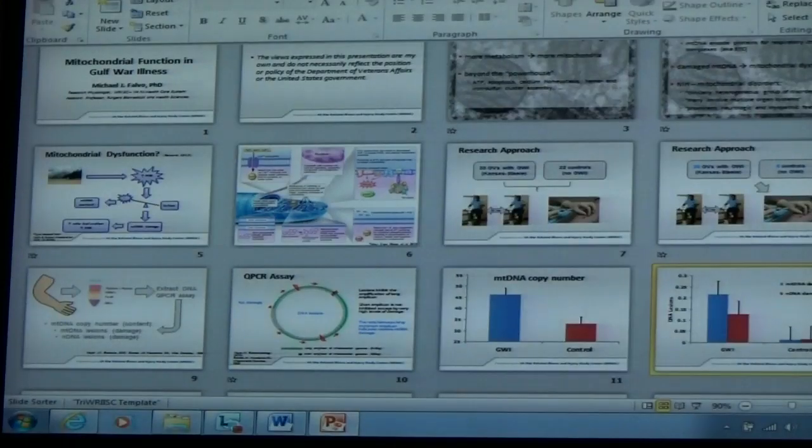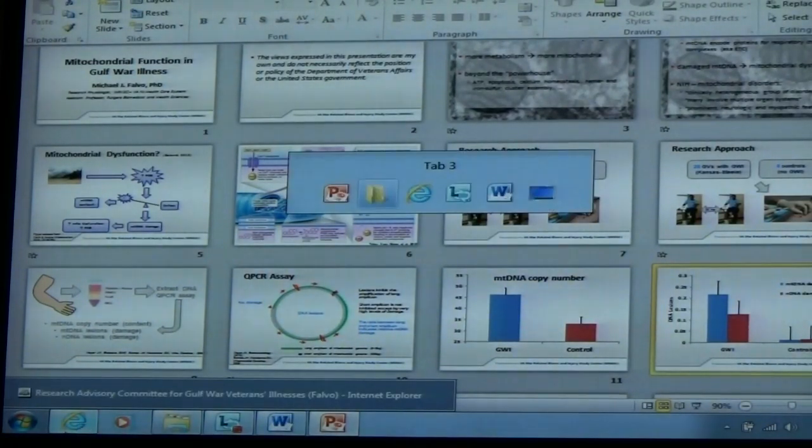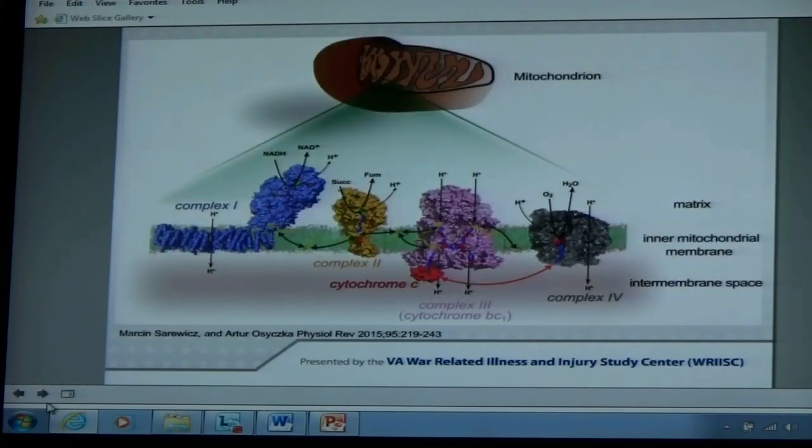Let me jump back to the Adobe Connect. Sorry for the interruption. Our preliminary data support that copy number, nuclear DNA damage, and mitochondrial DNA damage are higher in veterans with Gulf War illness.